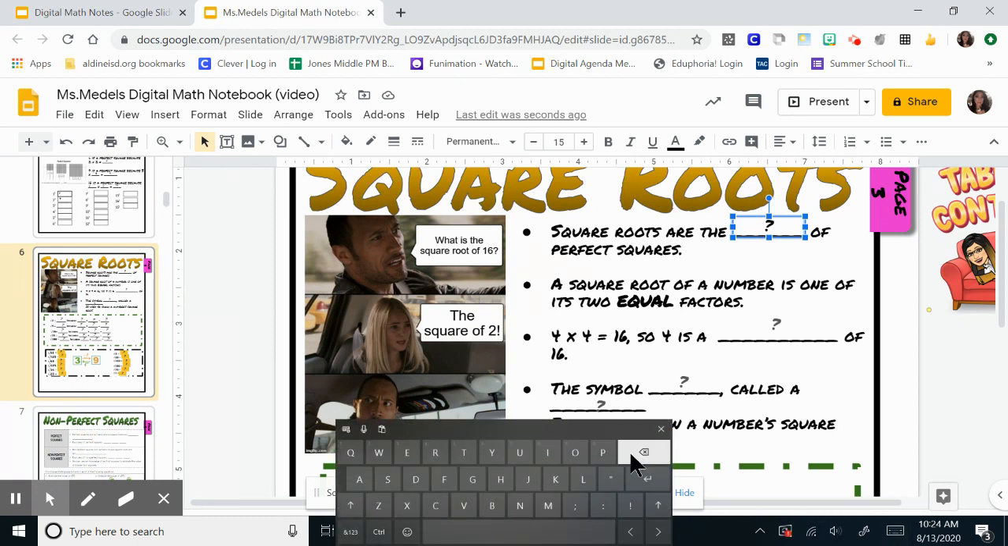It says square roots are the opposite, or you can write inverse. And if you need to make this a little bit bigger, you can. They are going to be the opposite of perfect squares. A square root of a number is going to be one of its 2 equal factors. Remember, we talked about that earlier in your vocabulary. So 4 times 4 is 16, so that 4 is going to be the square root of 16. And again, you can adjust the text boxes to fit your needs, okay?